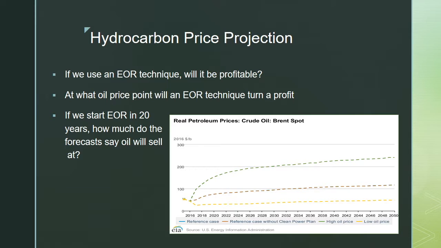When we decide to start the EOR, whenever it may be, what will be the predictive value of the hydrocarbons? That's the graph I have on screen here. It shows the forecast for crude oil prices till 2050, and it shows the predicted, a high value and a low value.